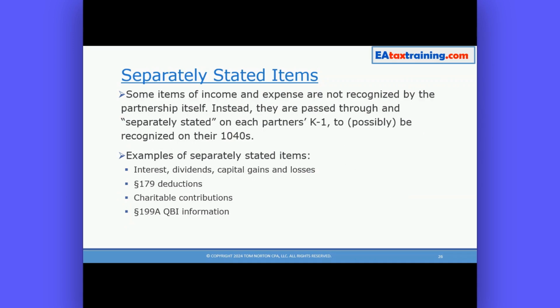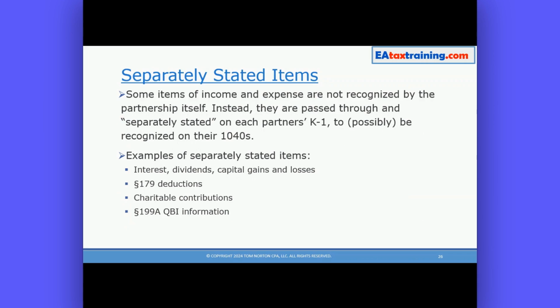And it says possibly recognize it because it's going to depend on the particular item and the particular partner's tax situation. Some examples of separately stated items: interest, dividends, capital gains and losses, those portfolio income or investment income types of things, not listed on page one and included in the partnership's income. Instead, they are separately stated to each of the partners. Section 179 deductions, that we talked about in the assets and depreciation video. Charitable contributions, and the QBI information.